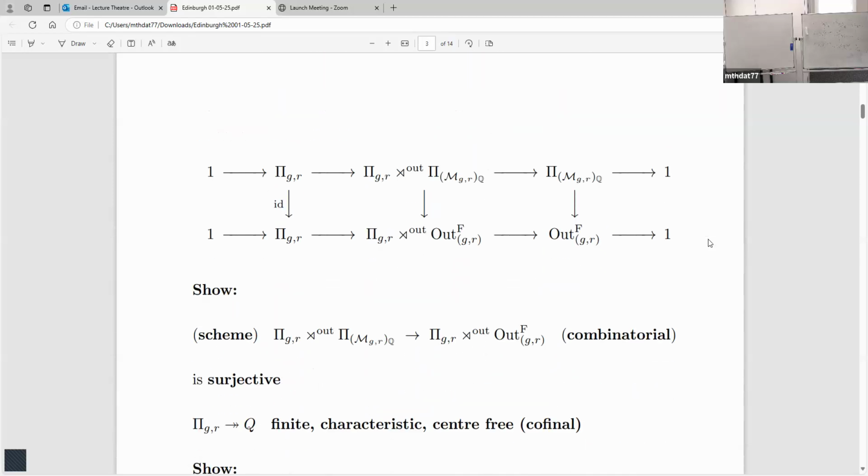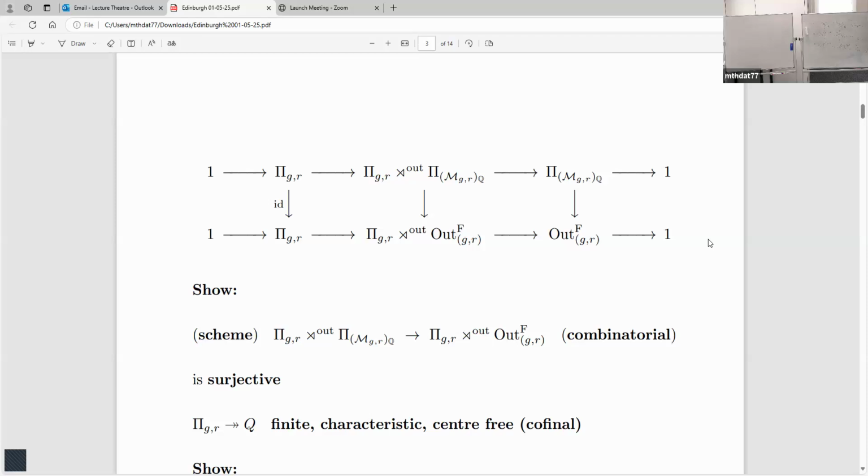Okay, so in fact, to be more precise, what we want to prove is the following. These two groups act on the surface group Pi GR by outer automorphisms. So we can form the outer semi-direct product. So this is the outer semidirect product of this by Pi GR, and this is the outer semidirect product of Out F GR by Pi GR. And this is the map that we are considering, and we are trying to prove that it is surjective. And in fact, what we want to show is ultimately that this map is surjective, which would imply that this map here is surjective, right?